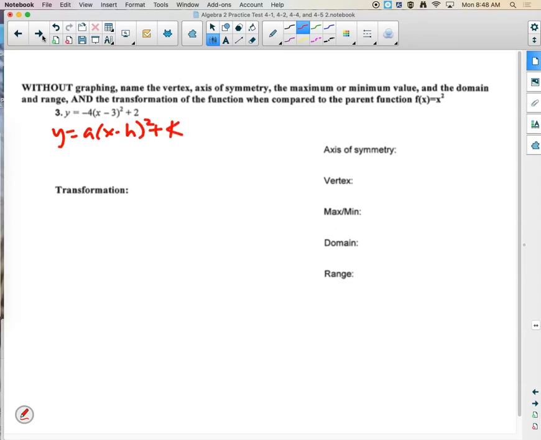That's vertex form. So what's the vertex? 3, 2 it is. So what's the axis of symmetry? X equals 3. Does it open up or down? Down. I know it said don't graph. I'm not graphing. I'm sketching.